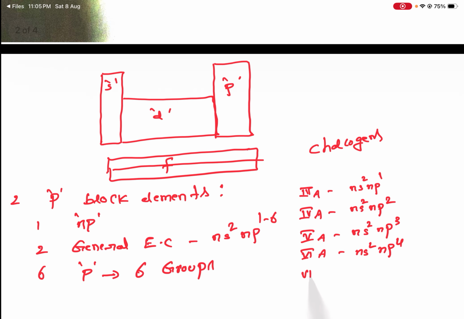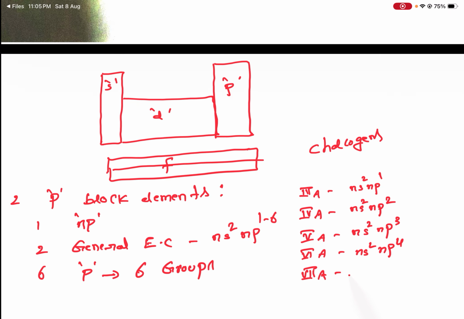Next, seventh A group elements are also known as halogens, that means salt forming elements. Its general electronic configuration is ns2 np5. Next, eighth group elements are known as noble gases. Its general electronic configuration is ns2 np6. Next, third point: P block contains 6 groups, that is third A, fourth A, fifth A, sixth A, seventh A and eighth group elements.